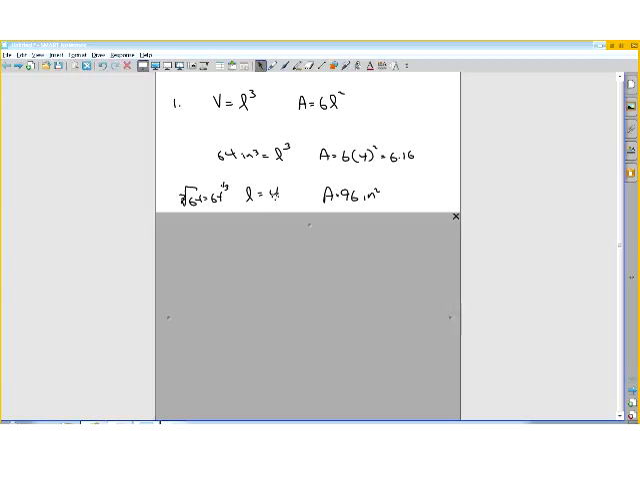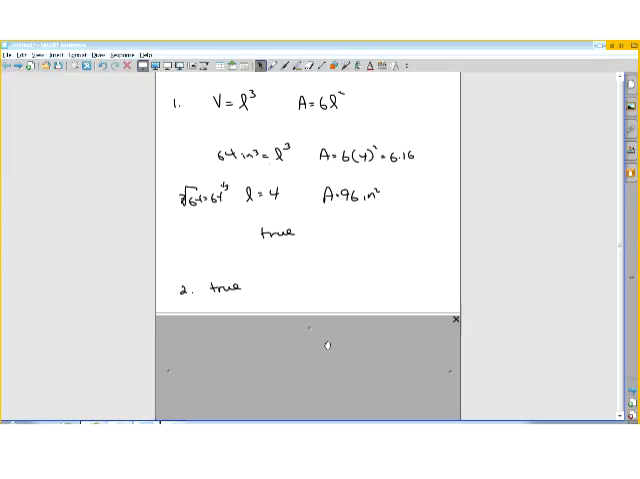So you might want to check that out and make sure you know how to do something like that. So with the length being 4, we can plug that into the area formula, and we get 6 times 4 squared, or 6 times 16, which is 96, which is what the problem said. So it's true.